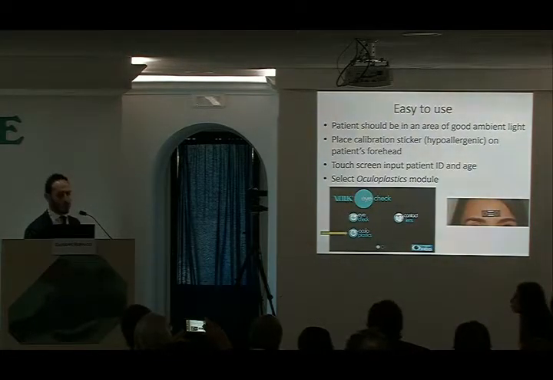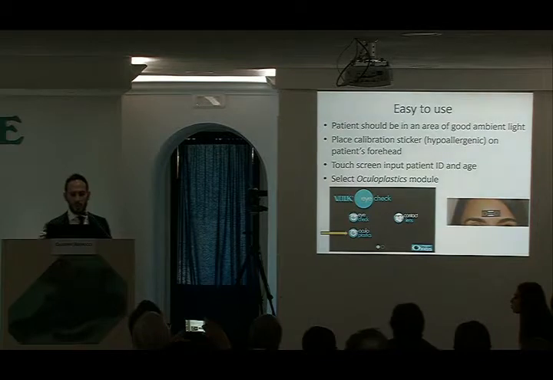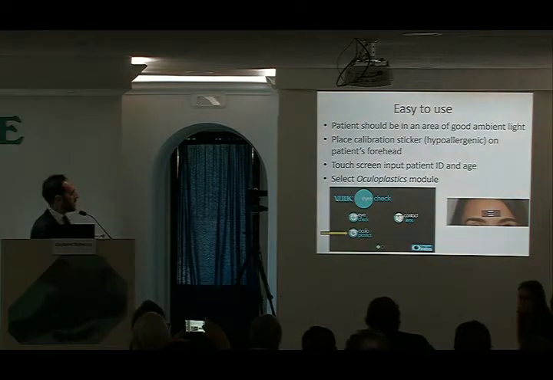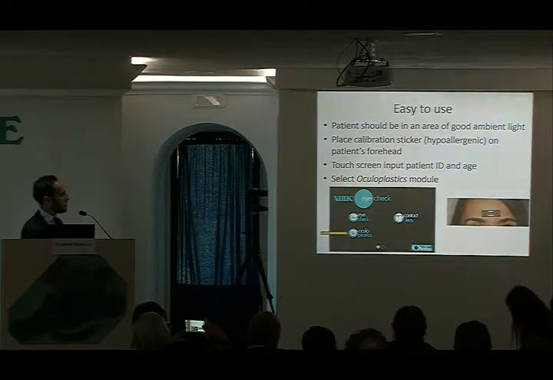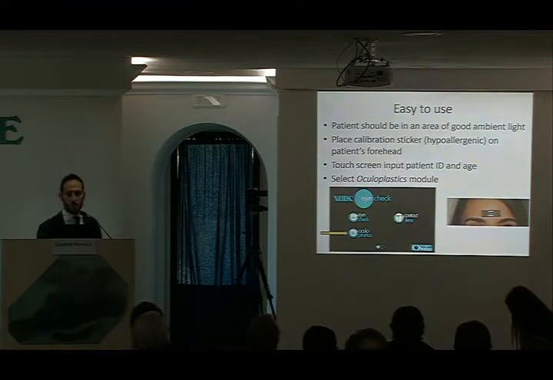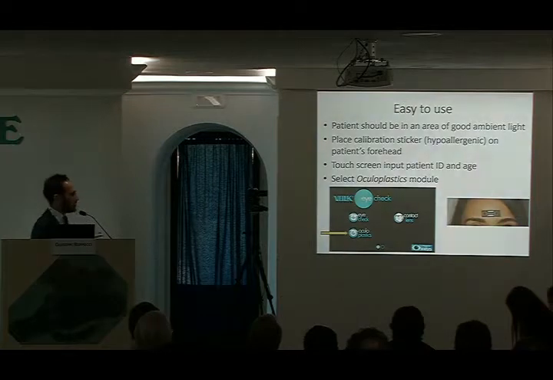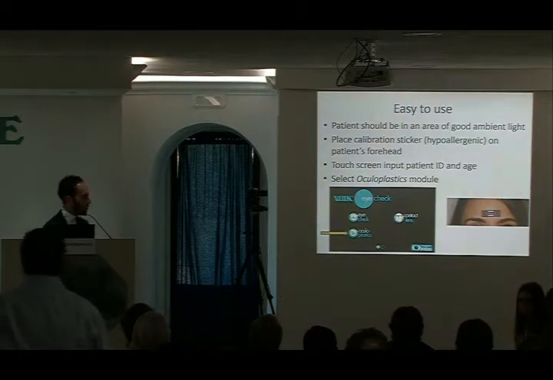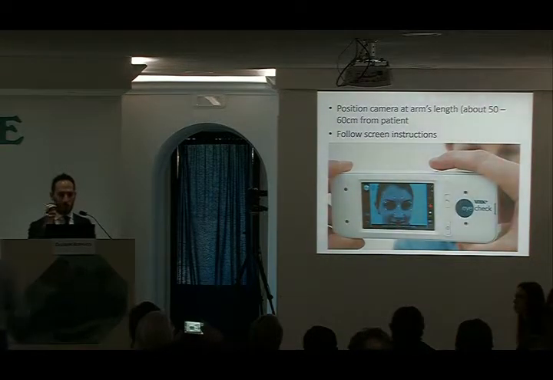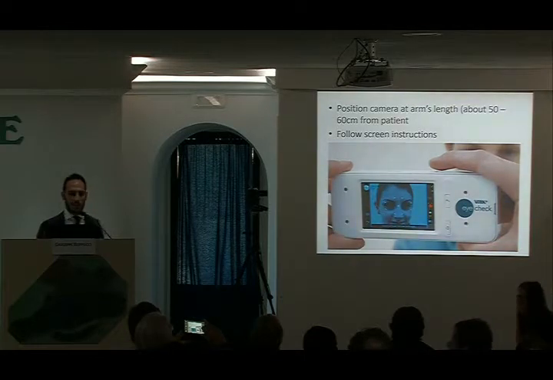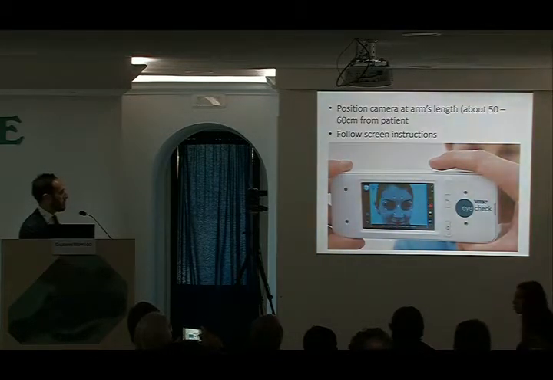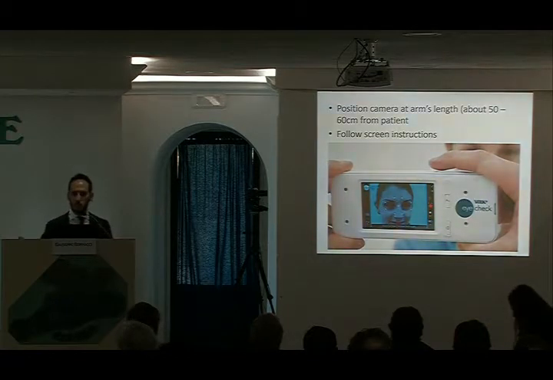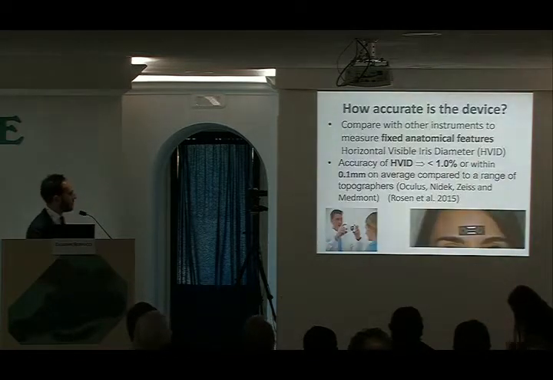The device, as you saw, is very easy to use. It is very important to have a bright area, and the clinician should place a hypoallergenic calibration sticker on the patient's forehead. This is very important to get a very precise acquisition. Just put the patient's ID and age on the touch screen and select the model, in this case the oculoplastic that we want to use. The camera should be pointed at the same level of the eyes, about 50-60 centimeters from the patient. The touch screen is very easy to understand, very intuitive, just follow the screen instructions. The process is as easy as taking a picture with any kind of smartphone.